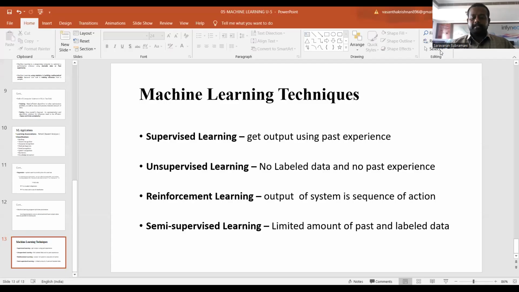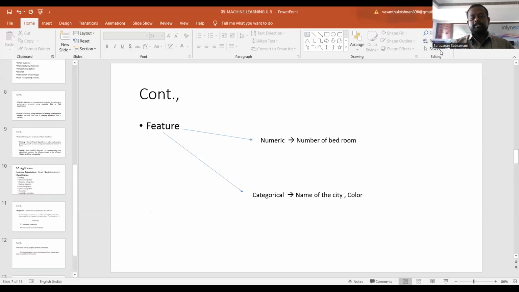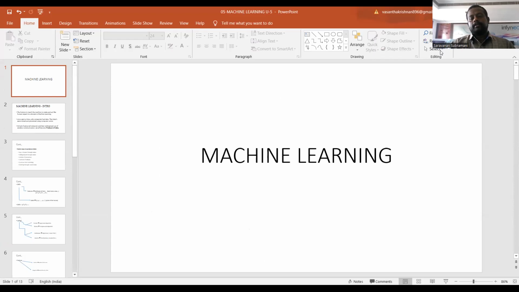I hope you understand these concepts of machine learning techniques. Thank you. I hope you understand this.